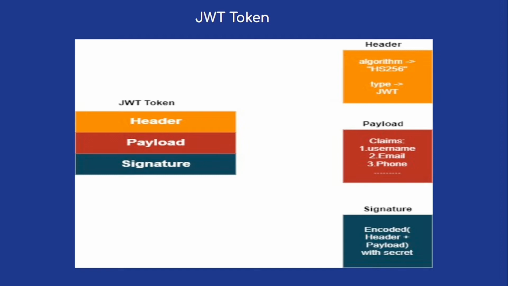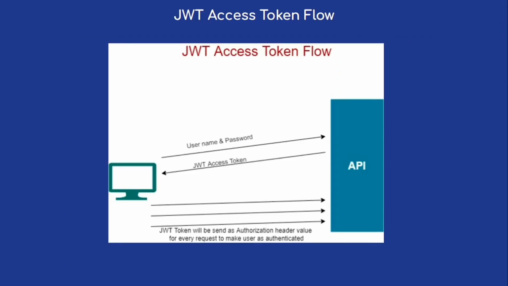So if you have a JSON Web Token, that means that user is authenticated and is authorized to access based on his claims inside of the payload. So let's understand the JWT access token flow.